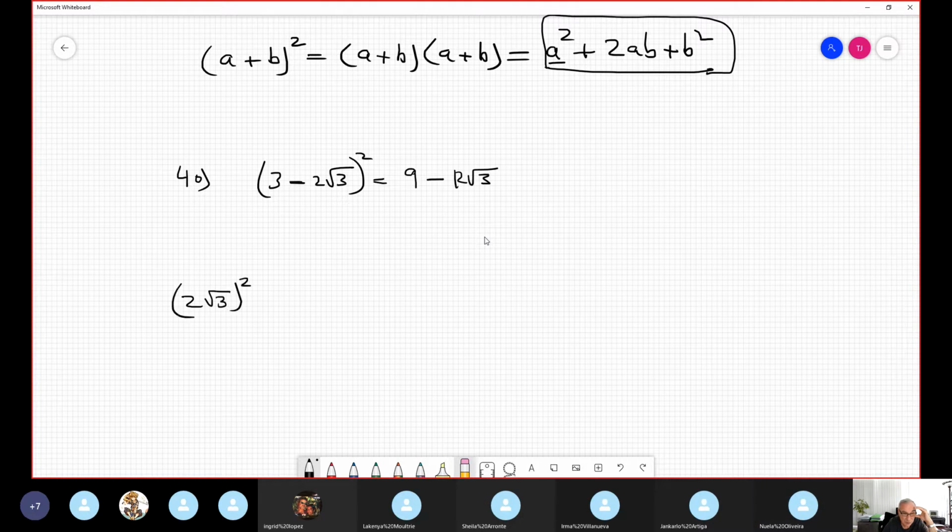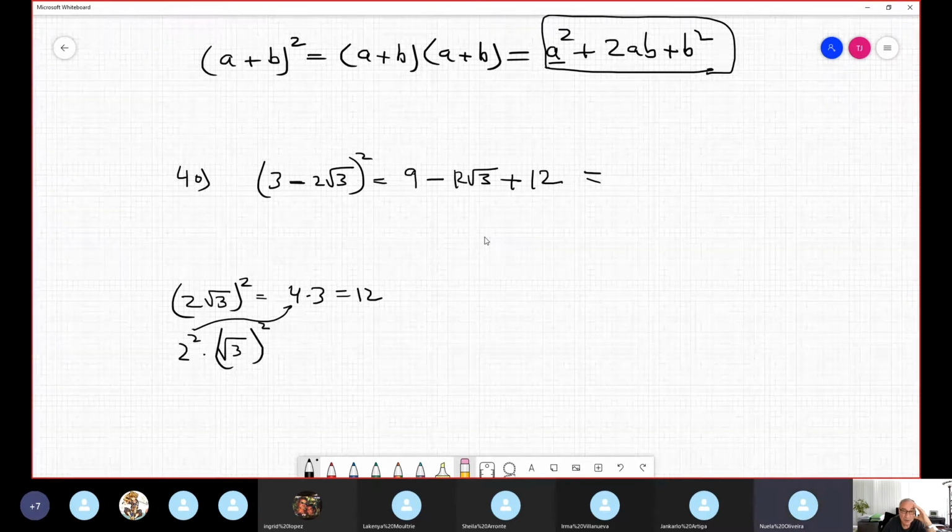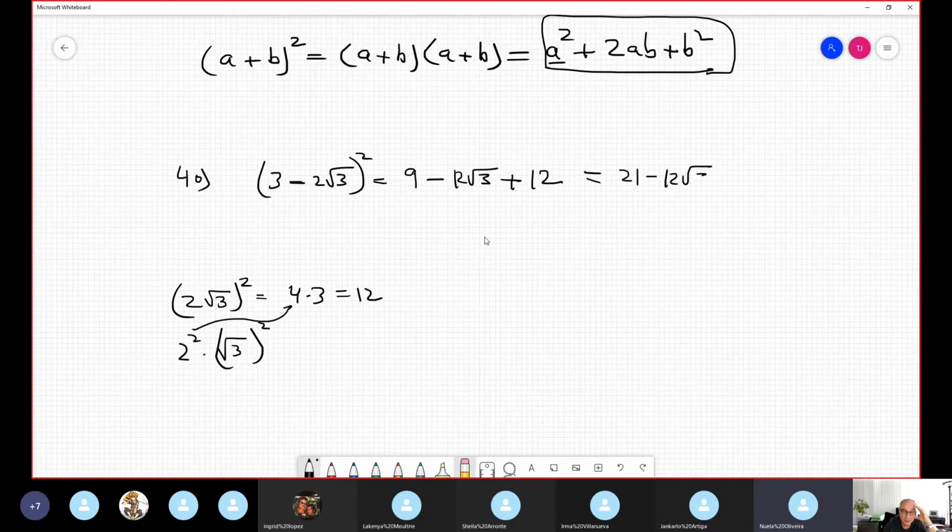Maybe it's confusing. Well, that's plus. Doesn't matter. It's 4 times 3, right? It's 12. Because it's 2 squared times radical 3 squared, right? 2 squared is 4. And radical 3 squared cancels out. It's just 3. And it's 12. Positive 12. So then it's 21, right? 21 minus 12 radical 3.